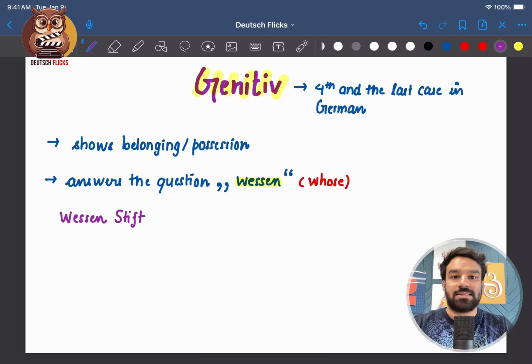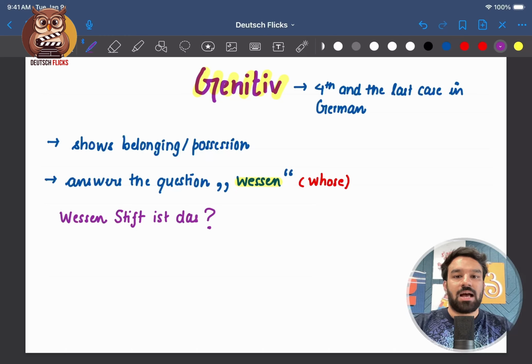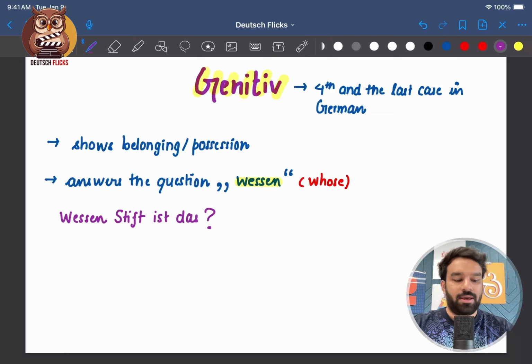Whose pen is this? Is this? Ist das? Wessen Stift ist das? Whose pen is this? Now you try writing the translation for whose car is this? You can pause the video. Okay, so the answer will be wessen Auto ist das?